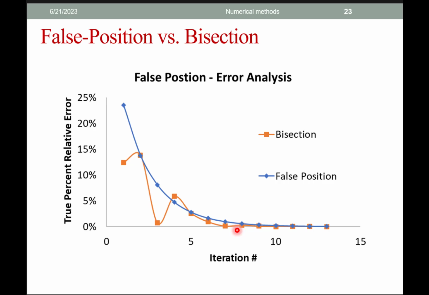All right. So that ends our lecture for today. We covered the two bracketing methods, the bisection and the false position. We looked at the graphical approach, the simple approach of solving for the root. I hope now you understand what a root is. And in the next lecture, we're going to look at the open methods.